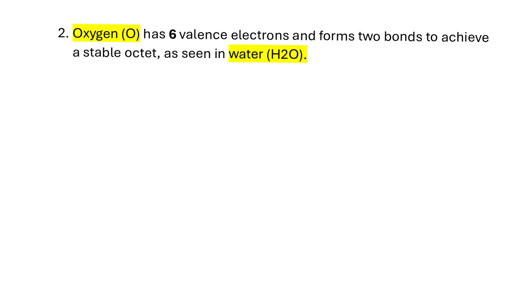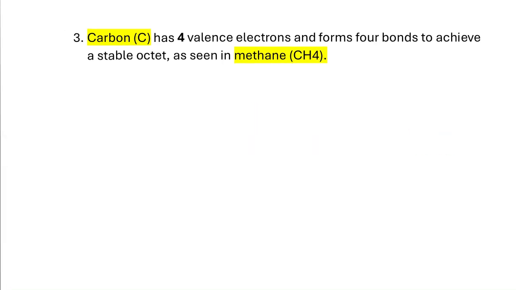We will take an example of oxygen and hydrogen. Oxygen has 6 valence electrons, and it is going to share its electrons with the hydrogen atoms to make water. Another example, carbon has 4 valence electrons. It is going to share electrons with hydrogen to make methane gas.